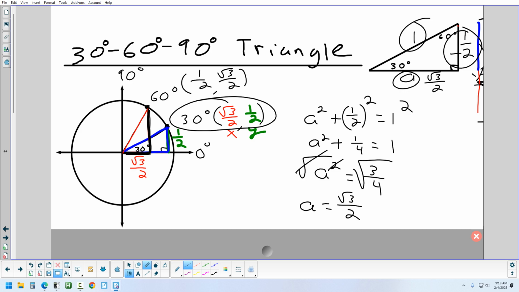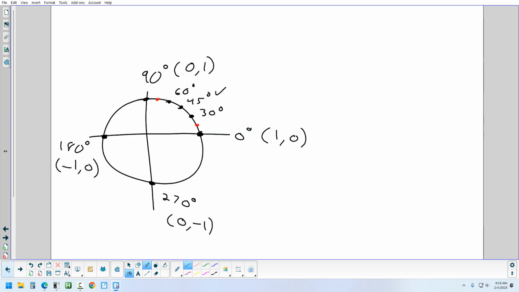All right? So now we've got the 30, and we've got the 60. So we've got those two. But if you have those, you really have all of them.